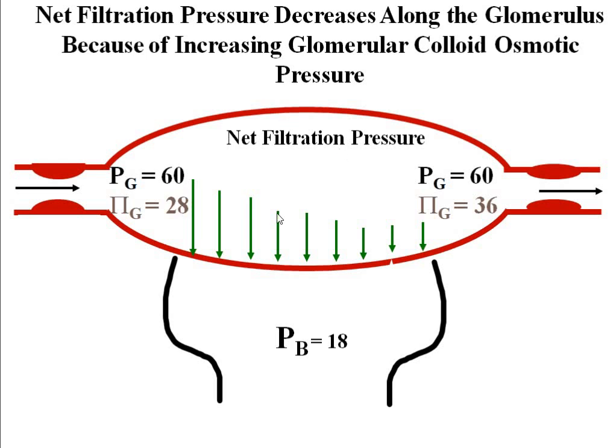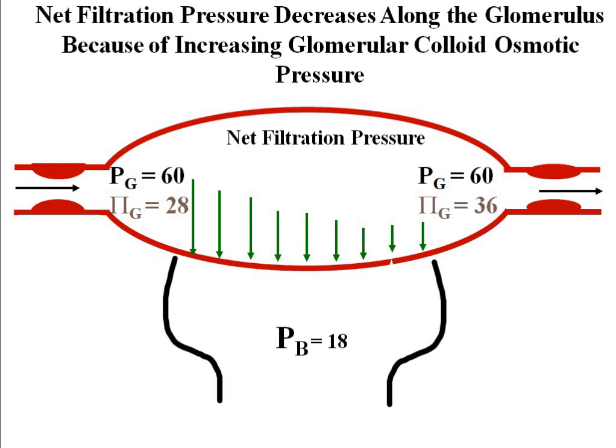What is this showing? This is again the glomerulus, the afferent arteriole here, and the efferent arteriole here. It is showing the net filtration pressure and how it decreases along the glomerulus because of increasing glomerular colloid osmotic pressure. How is it happening? As the fluid starts entering from the afferent arteriole, it enters the glomerulus and the filtration starts. You can see the amount of fluid being filtered from the glomerulus into the Bowman's capsule. So as the fluid passes from the afferent side to the efferent side, so much fluid has been filtered.